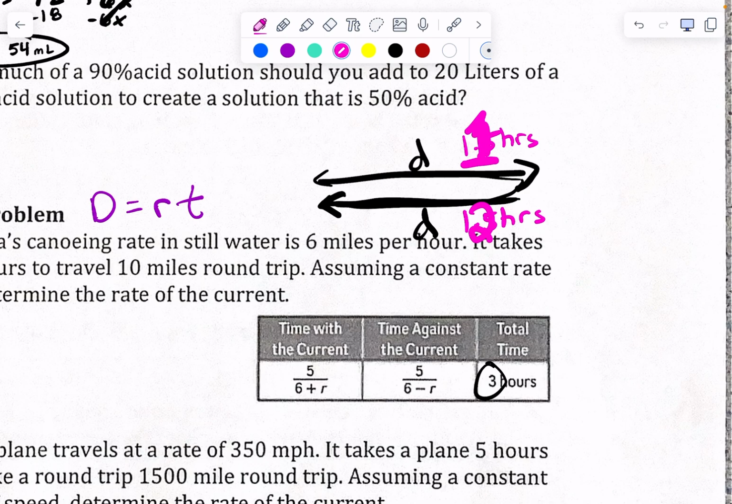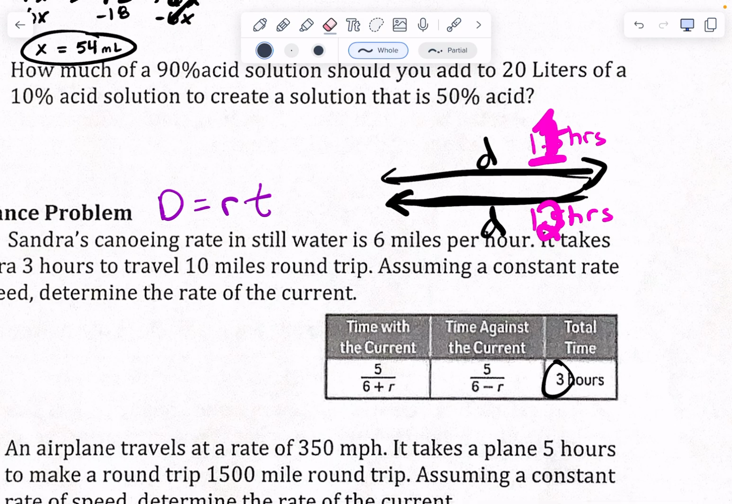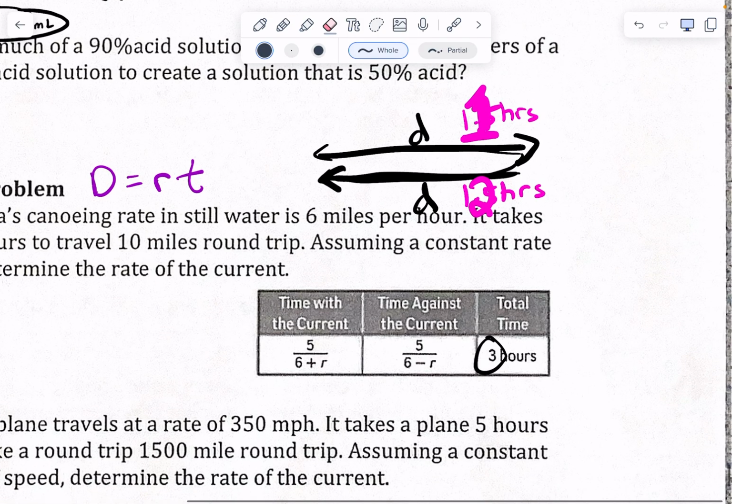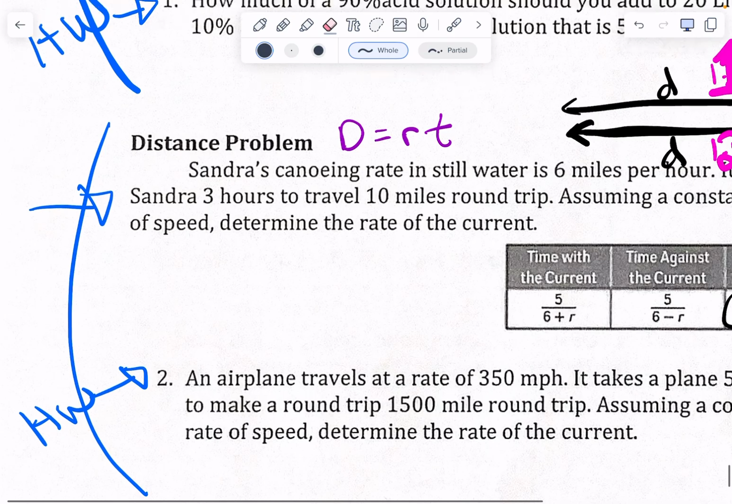Okay? She's rowing at a constant speed. So like she's rowing, rowing, rowing. But sometimes it's going to feel faster that she's rowing because she's going with the current. It says she is rowing at a constant rate of speed. Her canoeing rate is assuming a constant rate of speed that she is canoeing.